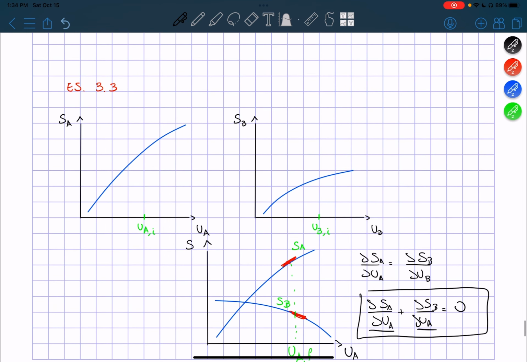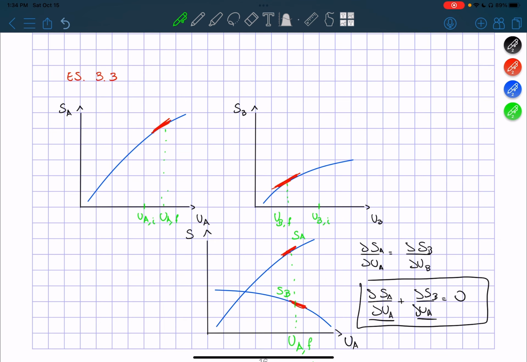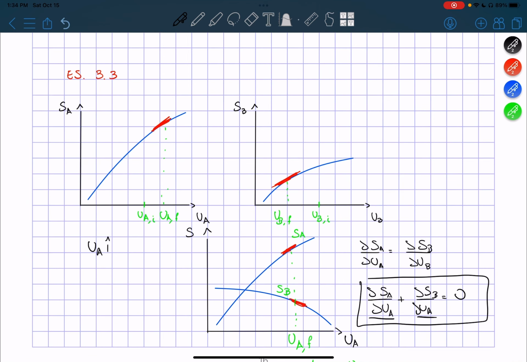Now, if we look back at this, we'd say that this slope right here is the same as this slope right here. So the initial U_A final is going to be this, and the U_B final is going to be over here. Because as you can see, as U of A increases, then U_B has to decrease, of course, because the total energy is constant, it's fixed. And this is the solution to our problem. The two slopes have to be the same.